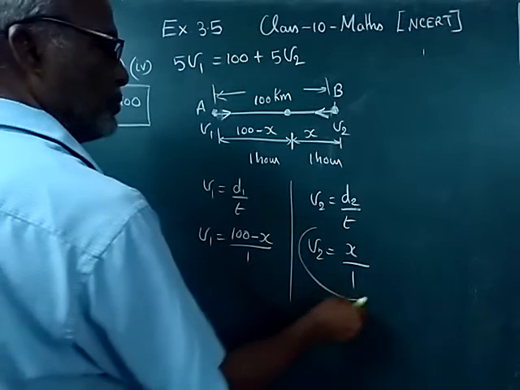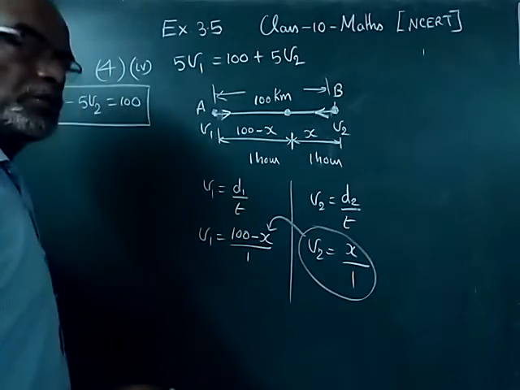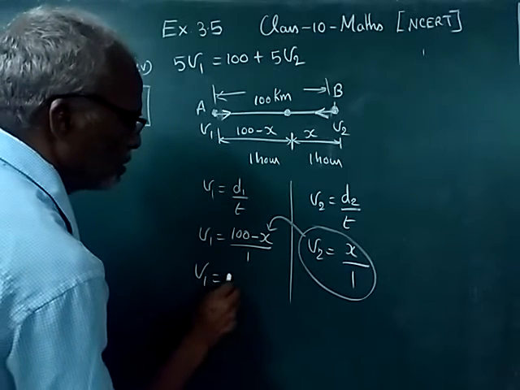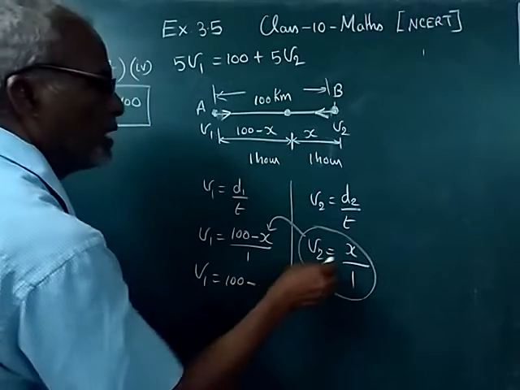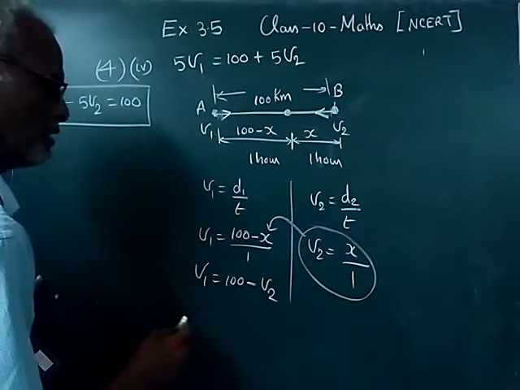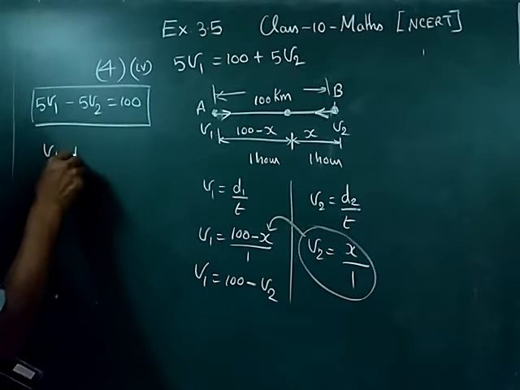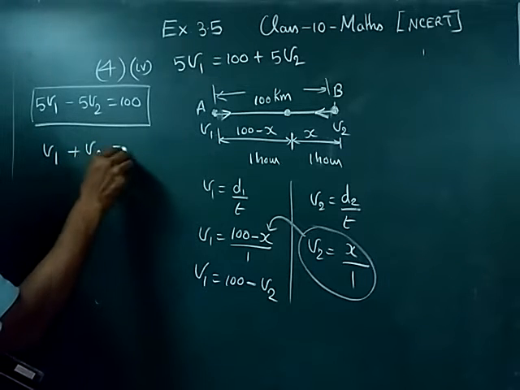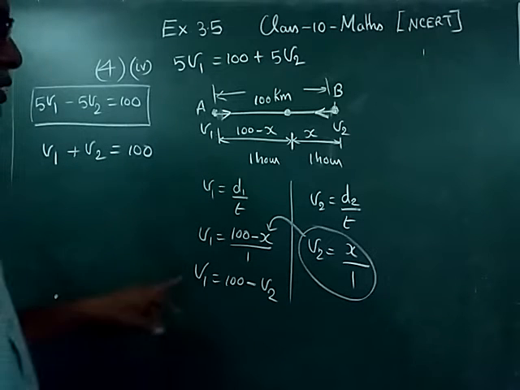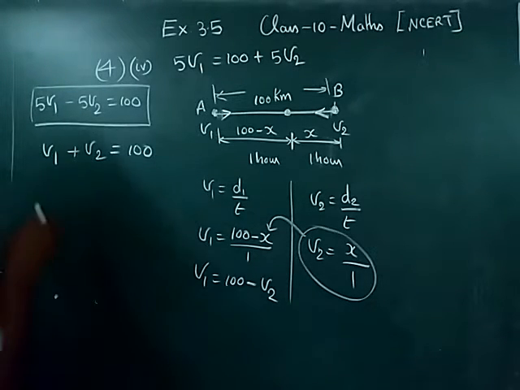Now you just look into the equation, the value of x is v2. So this value can be substituted in this equation. So now the equation will be v1 is equal to 100 minus the x value, which is v2. Bring this v2 this side, so it will become plus. So we have the equation v1 plus v2 equal to 100.